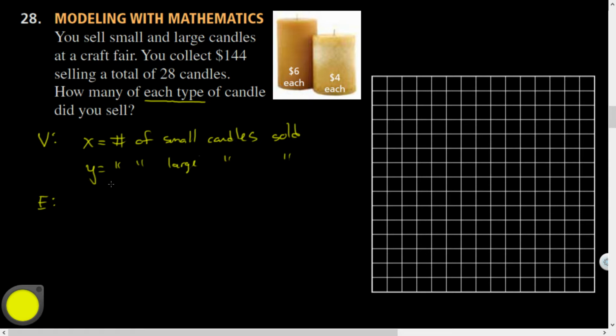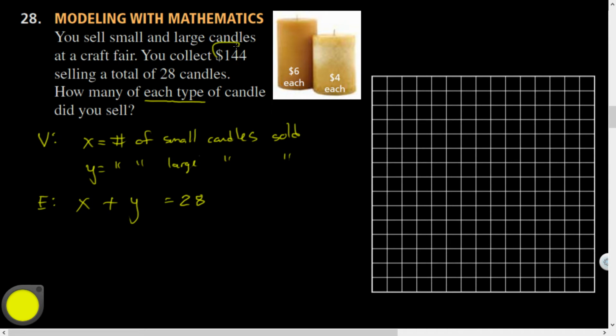Right, this is kind of a new-ish skill, so I realize it might be tricky. So let's see, the total number of candles was 28. Where could I get the total number of candles? What things could I add together to get the total number of candles sold? Well, I sold some small ones and I sold some large ones. So if I add the number of small ones to the large ones, that should equal the total number of candles sold. You guys agree? Right. So this equation is regarding the number of candles sold.